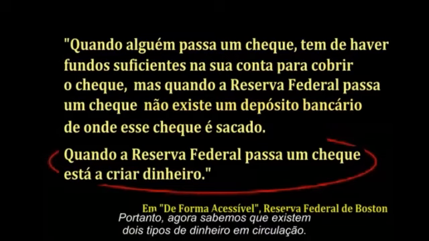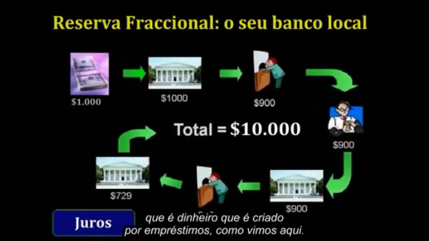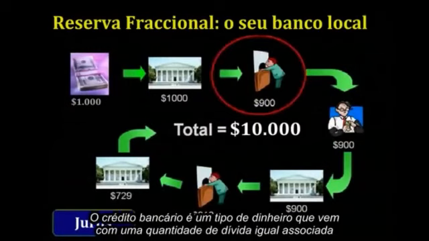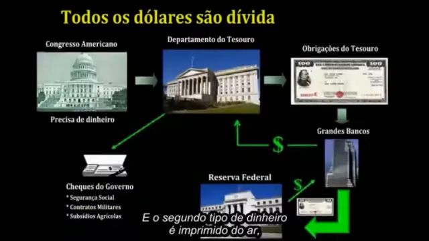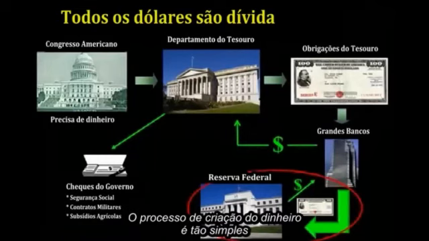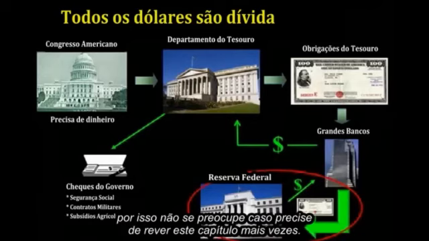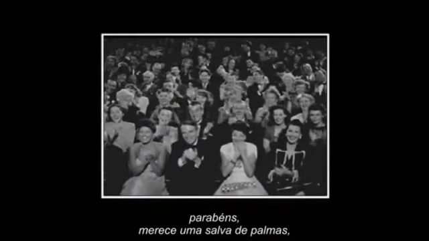So now we know that there are two kinds of money out there. The first is bank credit, which is money that is loaned into existence, as we saw here. Bank credit is a type of money that comes with an equal and offsetting amount of debt associated with it, debt upon which interest must be paid. And the second type of money is printed out of thin air, and that's what you see right here at this stage. The process by which money is created is so simple that the mind is repelled. So don't worry if you need to review this chapter several more times. However, if you understood all that and get it, well, congratulations, give yourself a hand, because it's not easy.